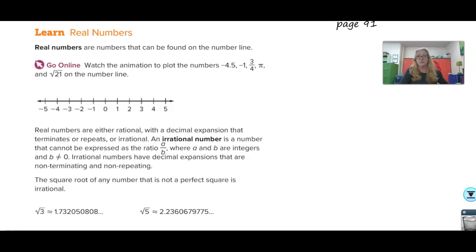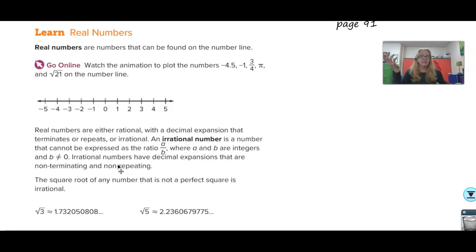Real numbers are either rational, with a decimal expansion that terminates or repeats, or irrational. An irrational number is a number that cannot be expressed as the ratio a over b, where a and b are integers. What it basically says is almost all the numbers you know and love are rational numbers. The only ones that belong in the irrational number family are decimals that do not end and do not repeat. One of the most famous ones is pi.